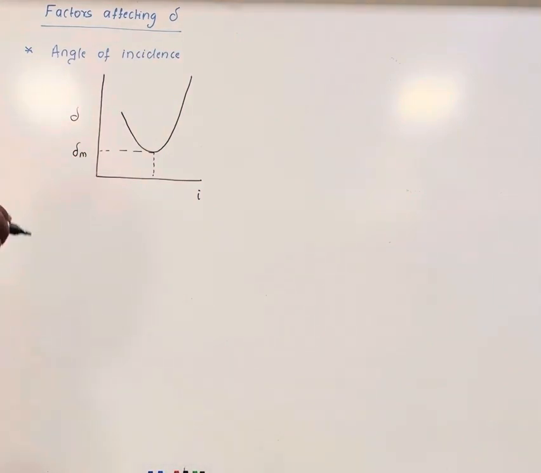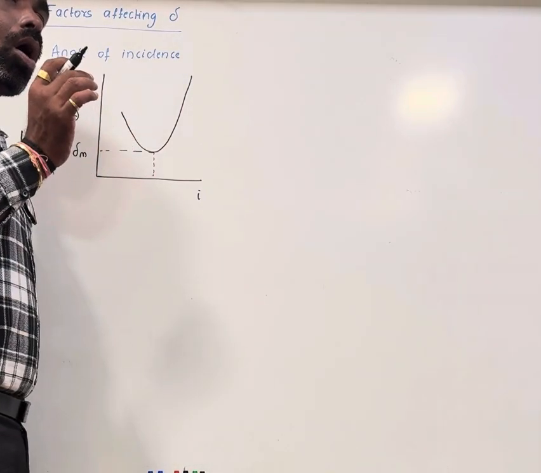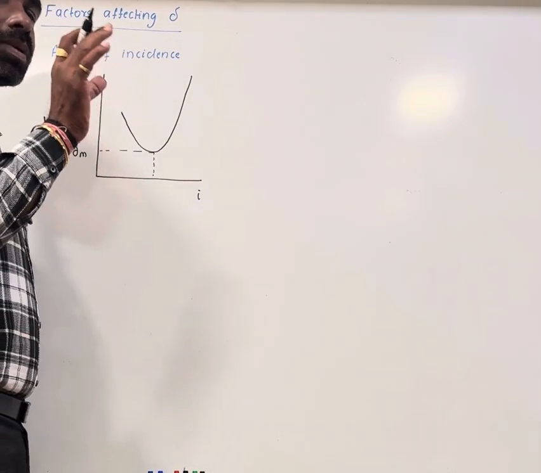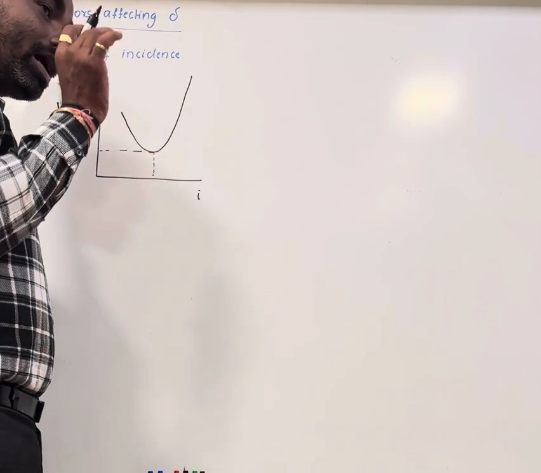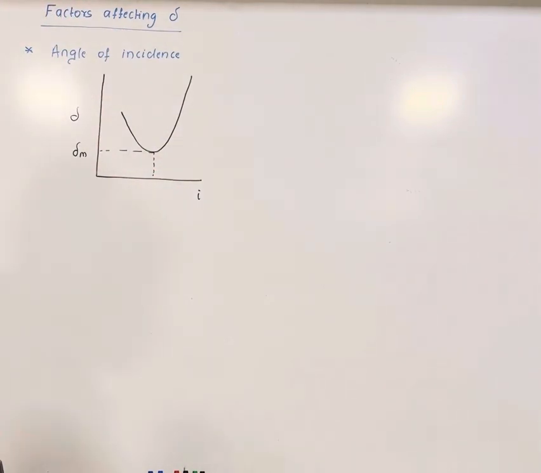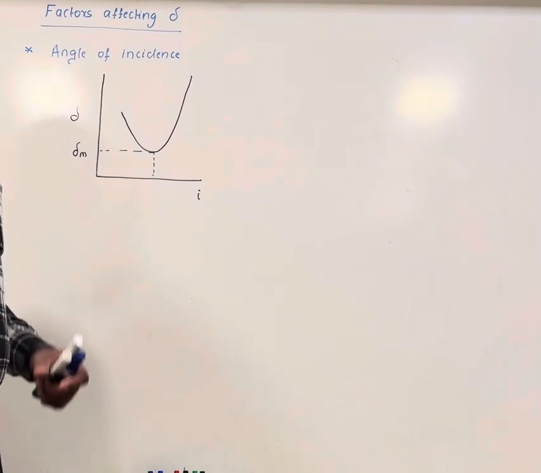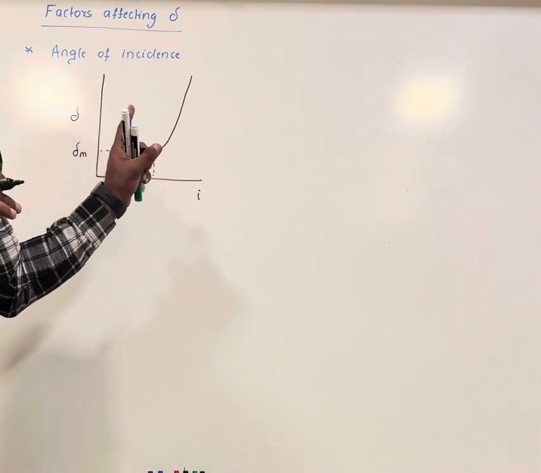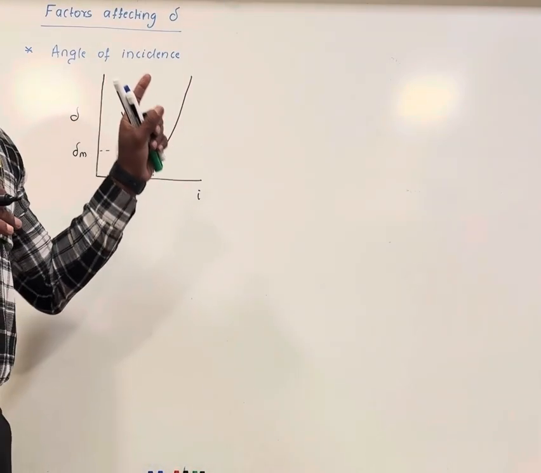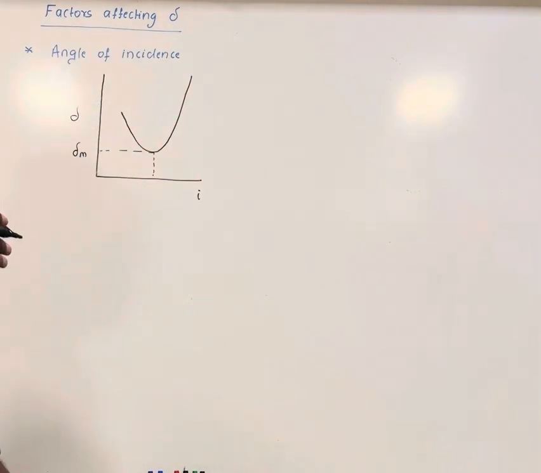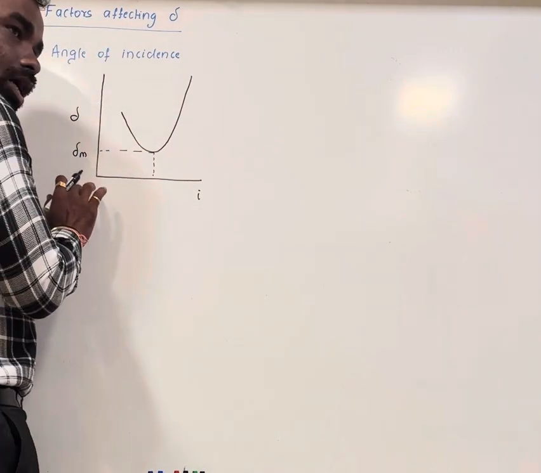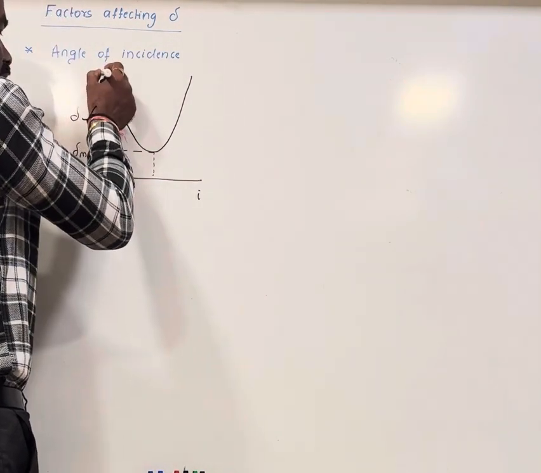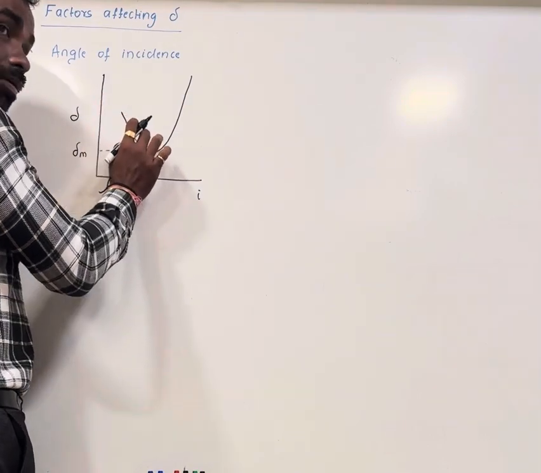So what is angle of minimum deviation? It is the lowest value of deviation that any prism can produce. For every prism, there is one smallest deviation, this value till where it can come. It can't go below that. For every prism, one fixed value will be there. That value is called as angle of minimum deviation. Kushali, this is very important diagram.